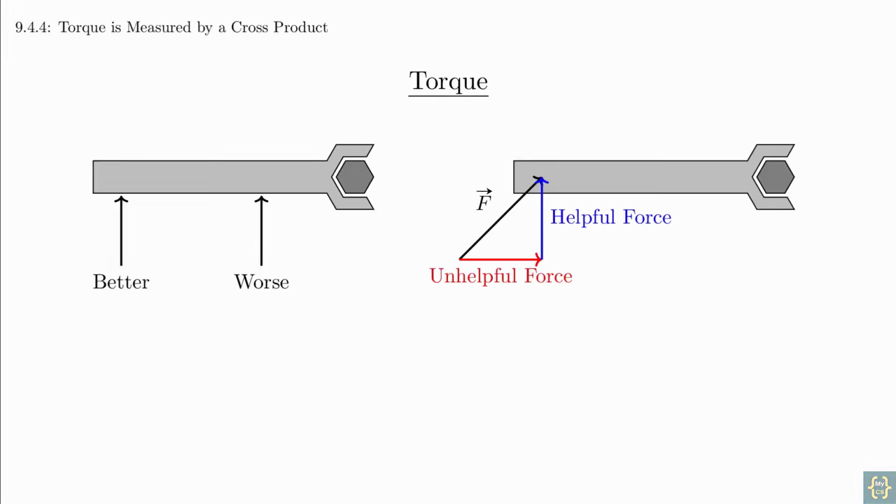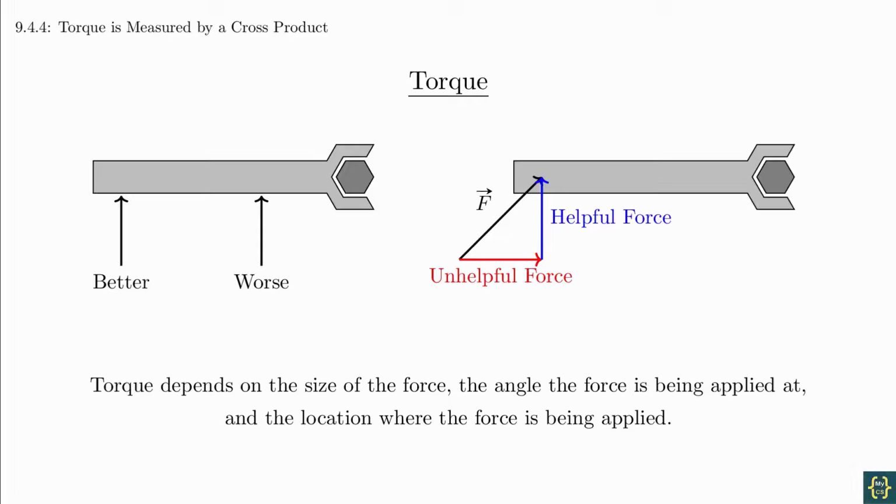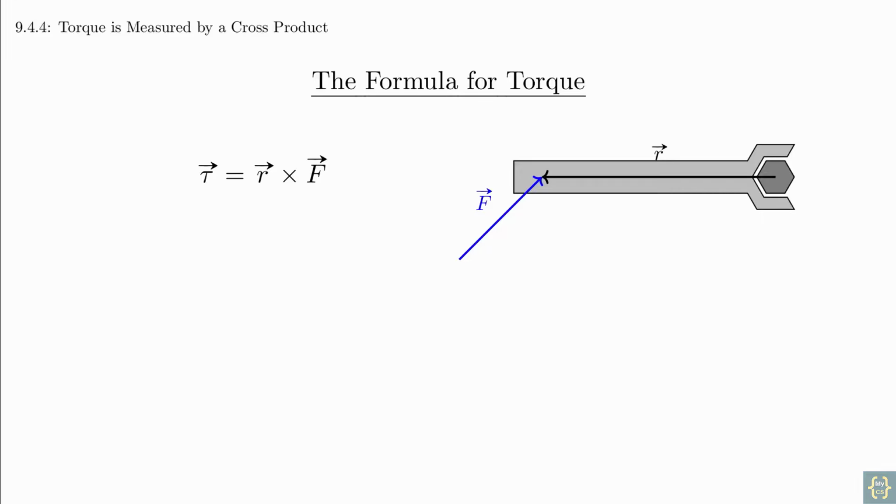But it also depends on the angle that you're applying the force. If you're pushing inward or outward, you're applying an unhelpful force. This is similar to pushing in a direction perpendicular to the direction of motion in a work problem. The amount of torque you get is dependent upon those three factors: the size of the force you're applying, the angle at which you're applying the force, and the location that the force is being applied. Here is the formula for torque.